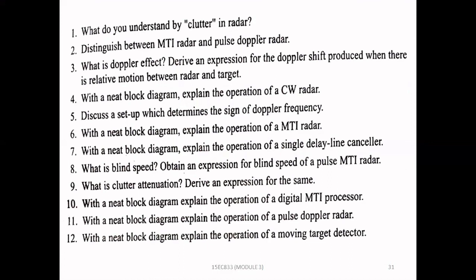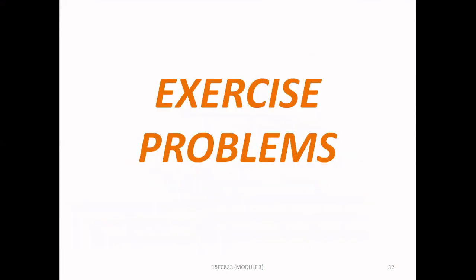With a neat block diagram, explain the operation of a MTI radar. With a neat block diagram, explain the operation of a single delay line canceller. What is blind speed? Obtain an expression for blind speed of a pulse MTI radar. What is clutter attenuation? Derive an expression for the same. With a neat block diagram, explain the operation of digital MTI processor. With a neat block diagram, explain the operation of a pulse Doppler radar. With a neat block diagram, explain the operation of a moving target detector.